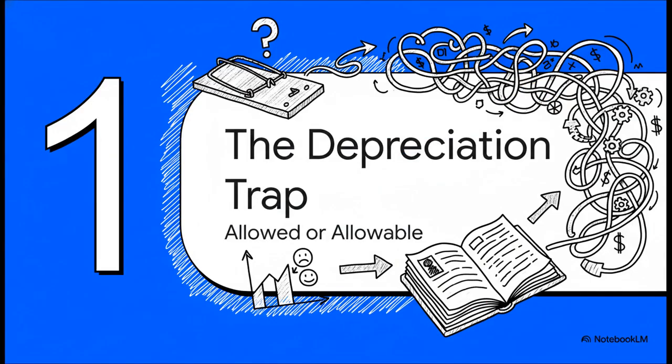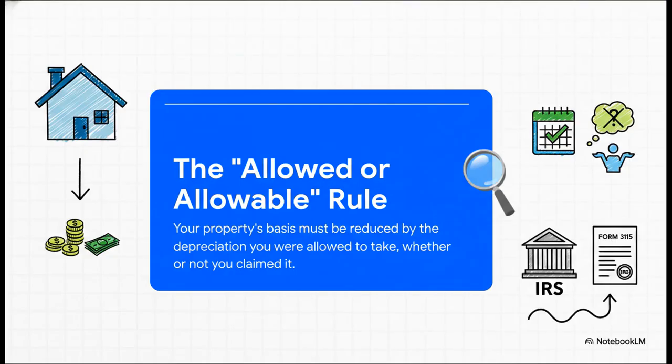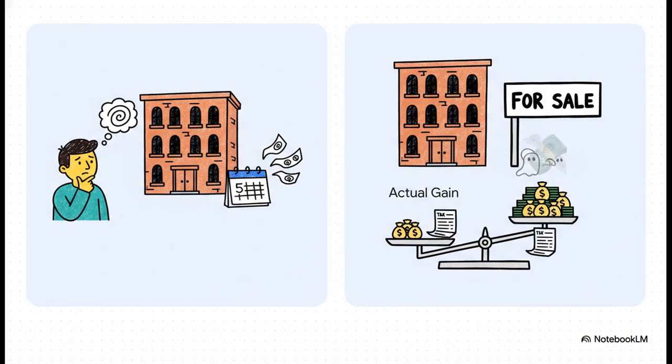Okay, let's kick things off with Section 1, the Depreciation Trap. This whole thing starts with a core principle in the tax code, a little something called the allowed or allowable doctrine. So here's how the trap gets sprung. Under Internal Revenue Code Section 1016(a)(2), the law says you have to reduce your property's basis by the depreciation you were allowed to take. It doesn't matter if you actually took it or not. Basically, the IRS's position is, hey, you were entitled to that deduction, so we're docking your basis whether you claimed it or not.